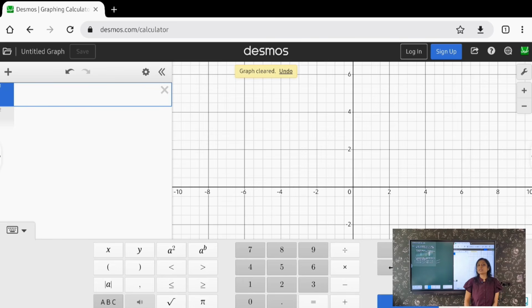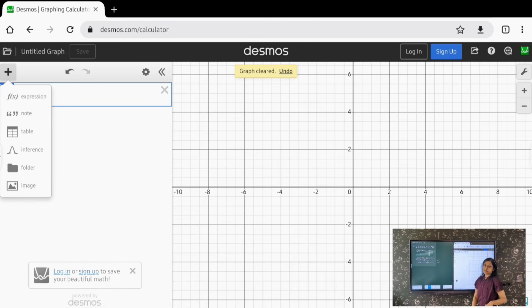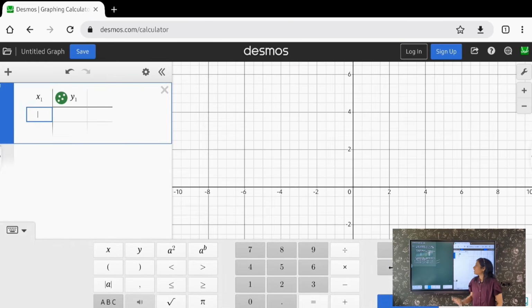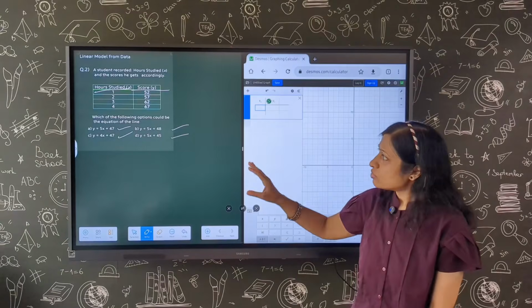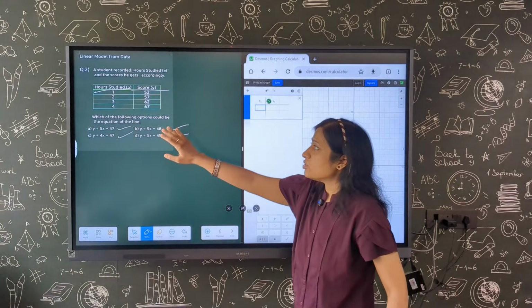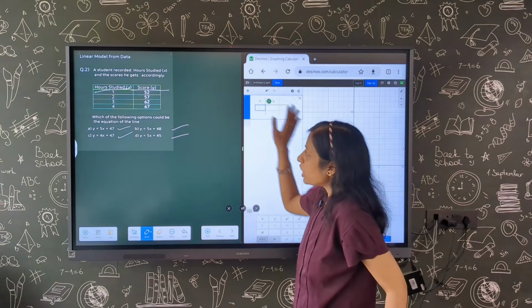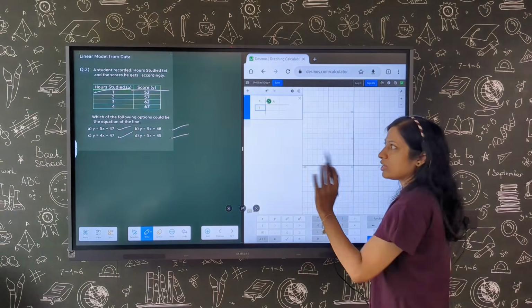Now for this, there is one hidden feature. The feature is this plus sign. In this plus sign, we get the table feature. The moment you use this table, you get x1 and y1 in table form. Now, you just need to enter the values from the given question here in this table, input and output. And let's see what we can do now.